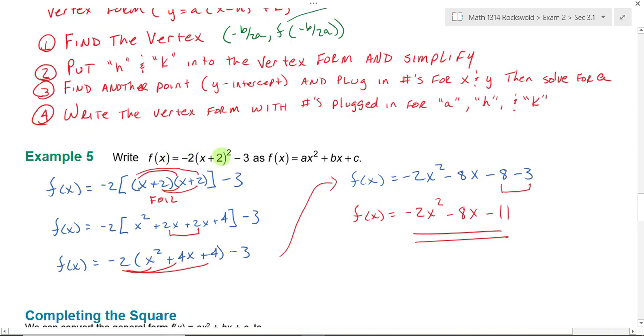The vertex form is easier to use to spot the vertex. The vertex for this function would be what? Negative 2, negative 3. This form, though, is easier to spot the y-intercept. What would be the y-intercept of the function? Negative 11. So you see how they each have reasons for existing.